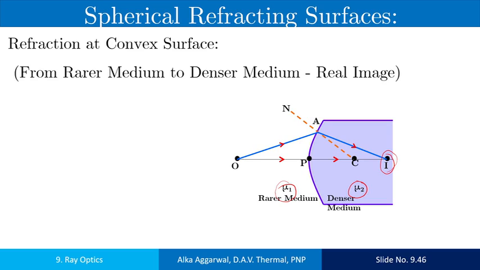As you know, the angle between the incident ray and the normal is called the angle of incidence, I, and MA is a normal perpendicular drawn on the surface OI. R is the angle of refraction between the refracted ray and the normal. Alpha is the angle between the incident ray and the principal axis. Beta is the angle between the refracted ray and the principal axis, and gamma is the angle between the normal and the principal axis.